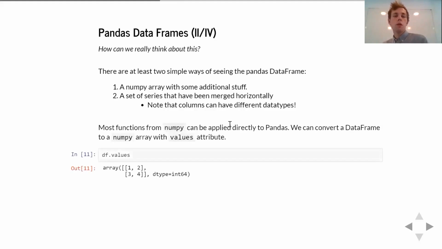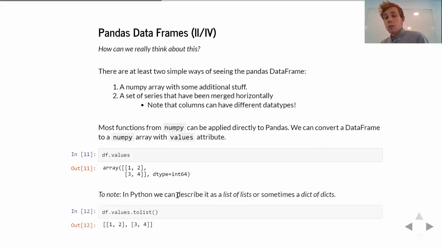Most functions from NumPy can also be applied directly to pandas. So we can convert a data frame to a NumPy array with the values attribute. That's what I'm doing here. I'm taking the data frame DF from before, and then I'm simply writing .values, and then I get this NumPy array out of it. We see this is basically a 2x2 matrix.